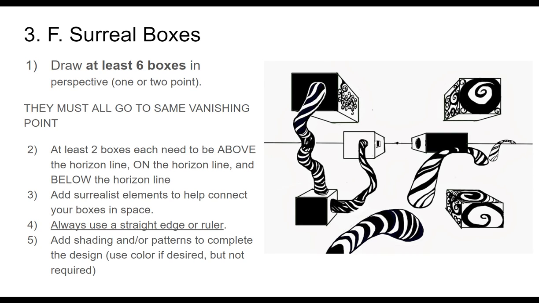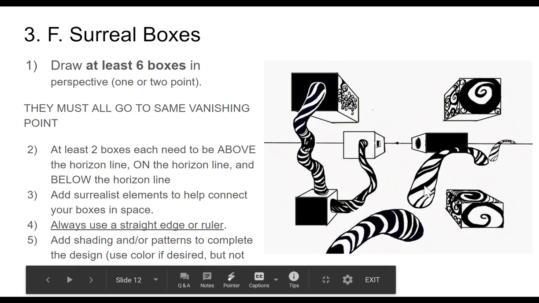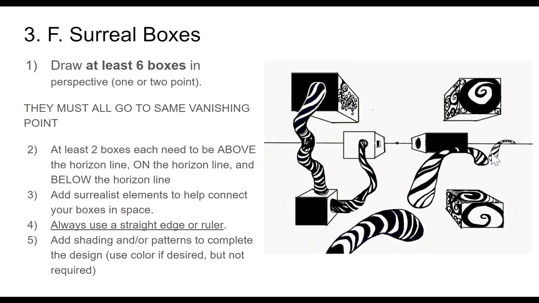Once you have your boxes drawn, we're going to add surrealist elements to connect the boxes. So we see in this piece here this nice little, I don't know what kind of line I would describe this as. It kind of looks like a Dr. Seuss line to me. But this surrealist line is connecting our eyes to all of the boxes. A rule of thumb, always use a straight edge or a ruler so that way your work can be successful. And then once you have your boxes drawn, you can add color or shading or even patterns.